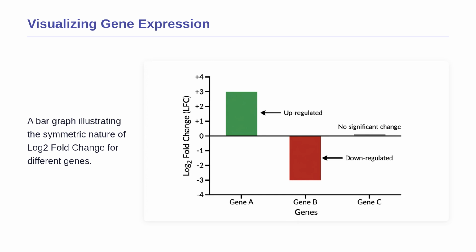Its tall green bar reaches +3, clearly showing it is upregulated. In the middle, gene B has a deep red bar reaching down to -3, instantly identifying it as downregulated. Finally, gene C shows almost no change, hovering right at the 0 line. This diagram teaches us how the logarithmic transformation allows computers to instantly and visually identify significant biological changes across an entire genome.